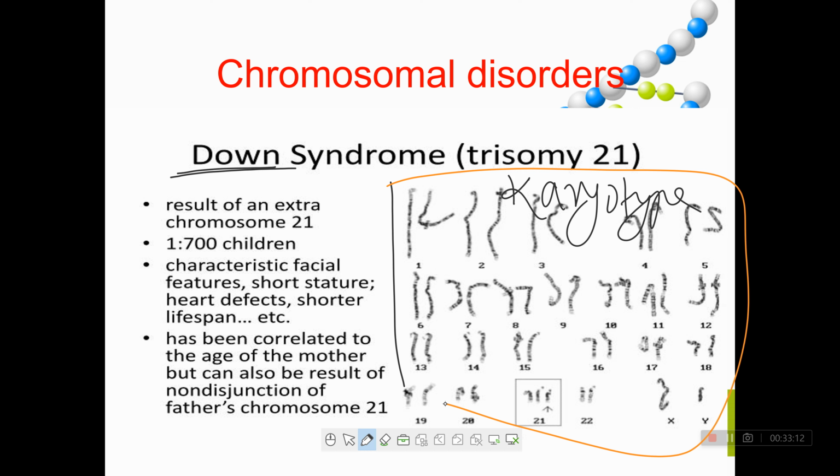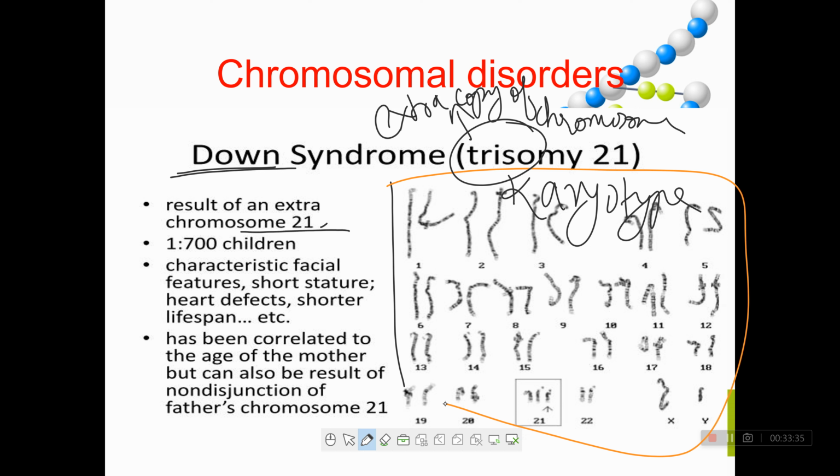Actually, Down syndrome is a process of trisomy. Trisomy means presence of an extra copy of the chromosome. This is known as trisomy, right? It is the result of an extra chromosome 21. See here, this is 21, right? This 21 number of the chromosome has 3 chromosomes.